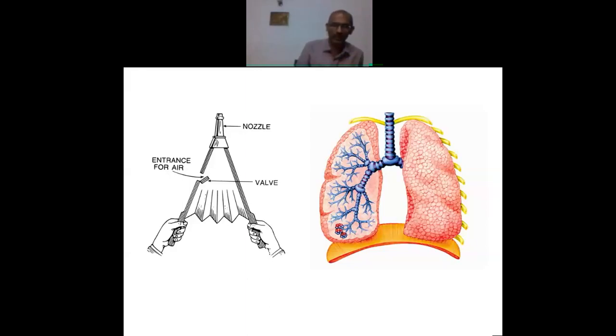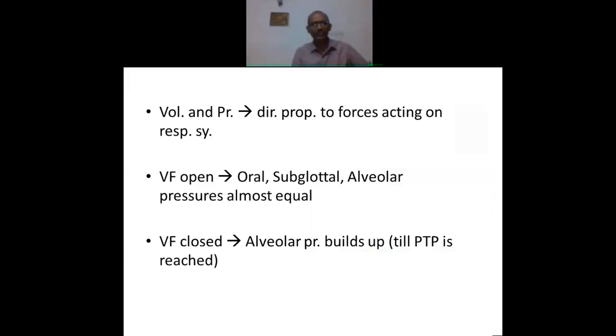So the first picture here shows the bellows action. It's called the lungs' bellows action. We inhale to take in a deep breath and fill our lungs with air. So volume and pressure are related now to the lungs and the subglottic area. The volume and pressure are directly proportional to the forces acting on the respiratory system. Forces acting would depend on so many things: our respiratory muscles, our overall strength, so many factors acting on the respiratory system. The volume and pressure would be directly proportional to that.